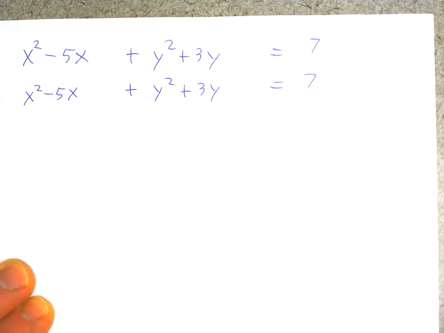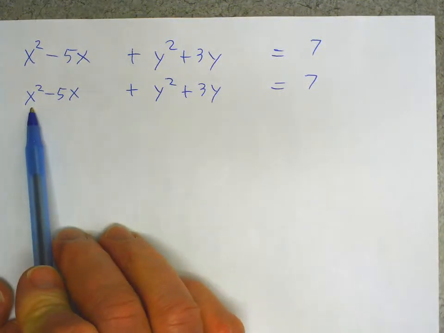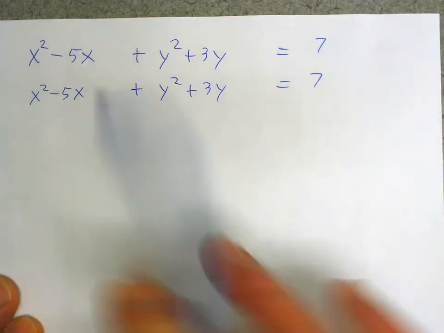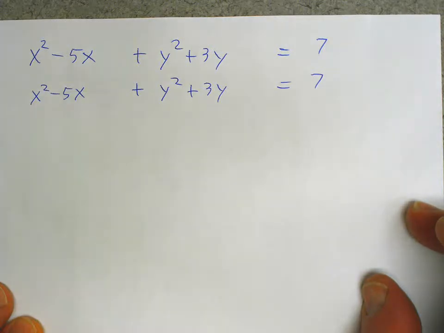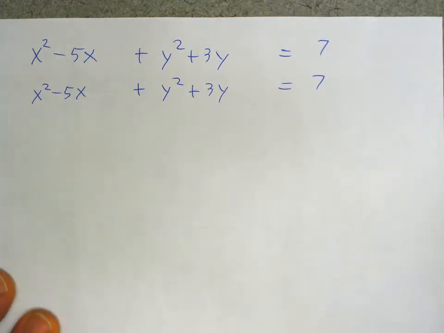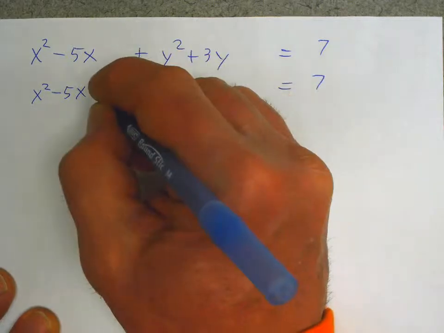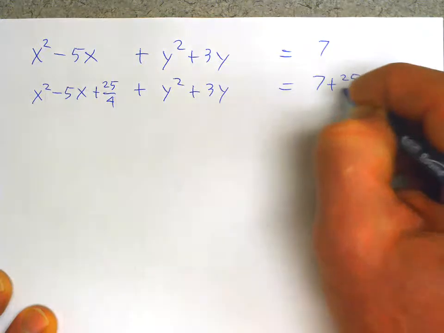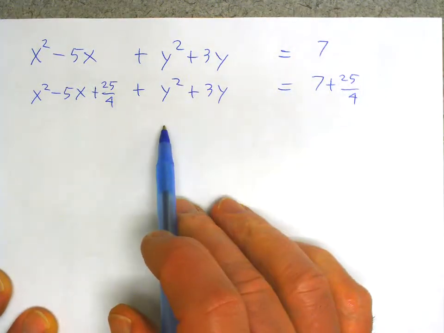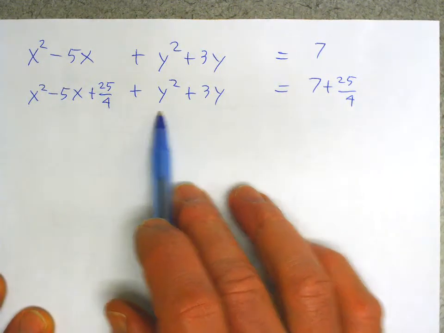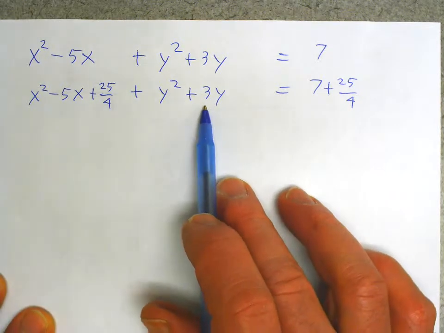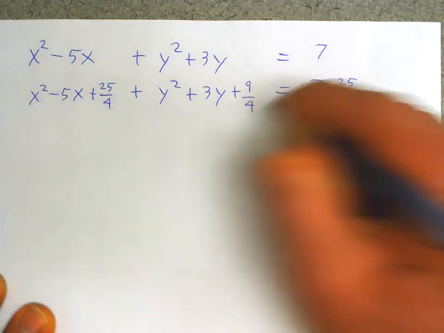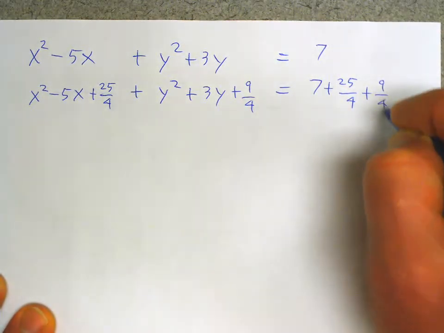Could happen. So when we complete the square on x squared minus 5x, we take half of negative 5. Half of negative 5 is negative 5 halves. Then you square negative 5 halves, and you get positive 25 fourths. So we have to add 25 fourths to both sides. And then when we complete the square on y squared plus 3y, half of 3 is 3 halves. When you square 3 halves, you get 9 fourths. So we add 9 fourths to both sides.